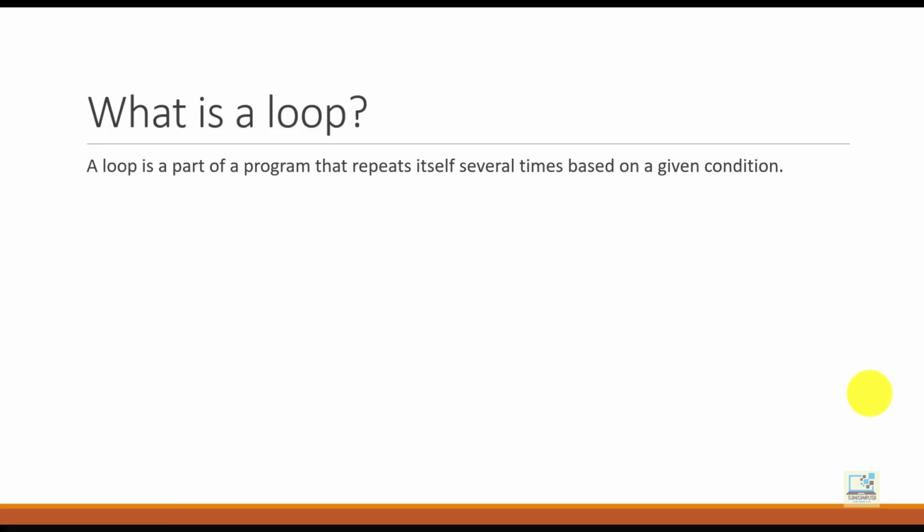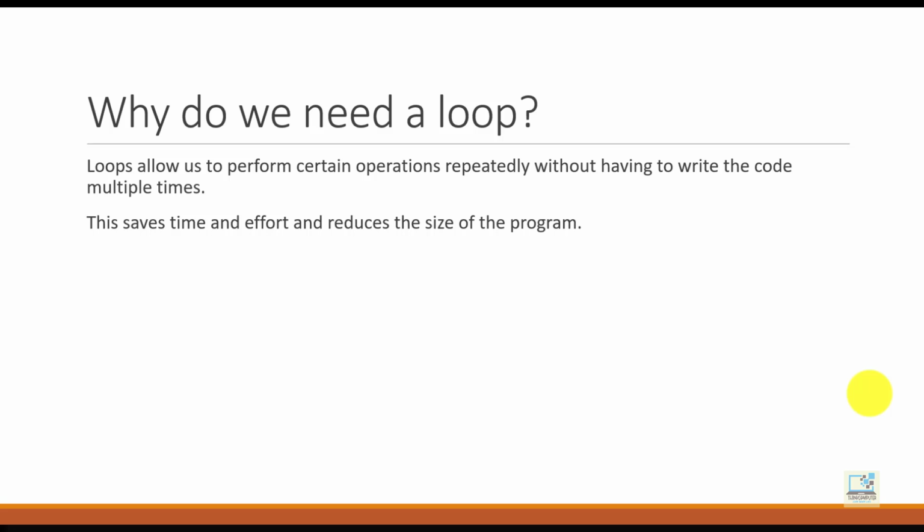So what is a loop? We can say a loop is a part of a program that repeats itself several times based on a given condition. Why do we need a loop? Well, loops allow us to perform certain operations repeatedly without having to write the code multiple times. This saves time and effort and also reduces the size of the program.